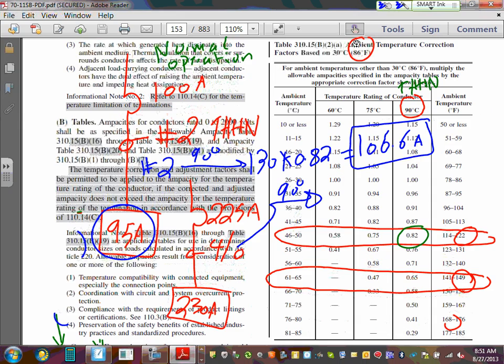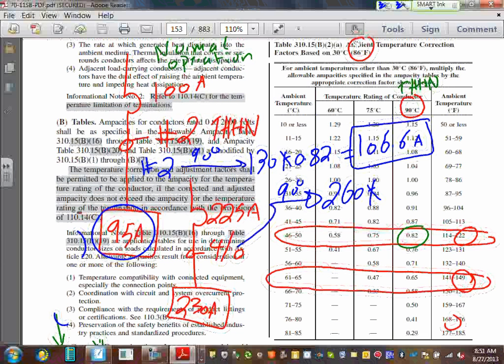So we take the 260 multiplied by, here's my derating for 90, 0.65. Can you guys do the math for me? 260 multiplied by 0.65. 169 amps. Now, that nice conductor that used to carry more will be dropped, and what's the new amp? 169 amps. Under these circumstances, that conductor cannot carry more than 169 amps because of the heat generated by the ambient, the heat surrounding that conductor.